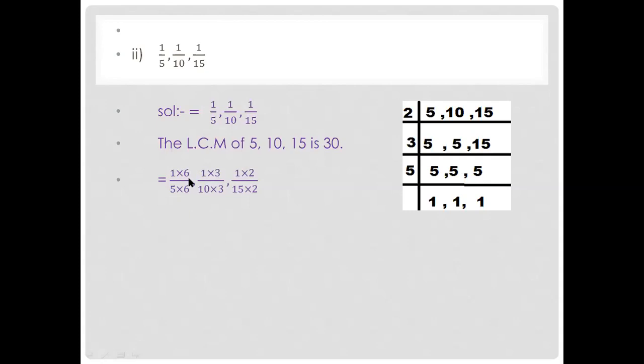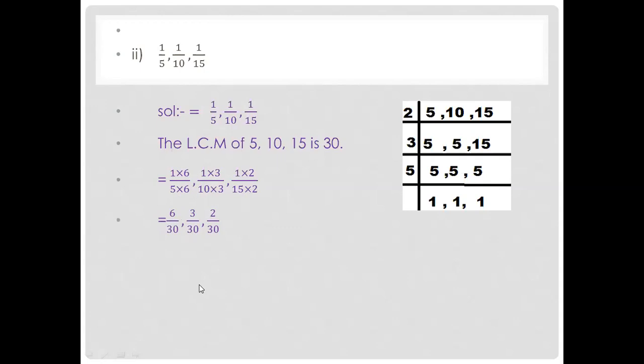5 6s are 30, the same number in the numerator. 10 3s are 30, the same number in the numerator we multiply. 15 2s are 30, the same number we multiply in the numerator. So we get 6 over 30, 3 over 30 and 2 over 30.